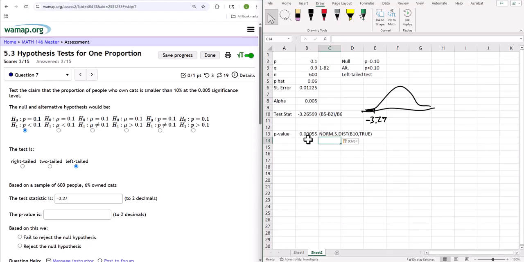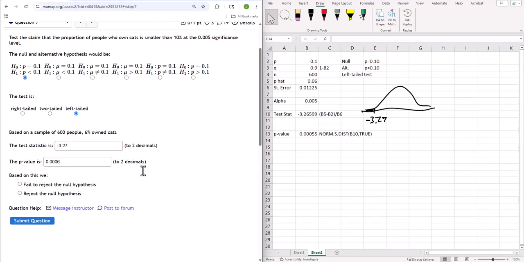We're supposed to round this to 2 decimal places, so I think it's 0. A lot of times our p-values are listed to 4 decimal places. So this one, if you went to 4 decimal places, it would be 0.0006. I'm going to put that in there just to see. I don't know if it'll accept it or not, but so far so good.